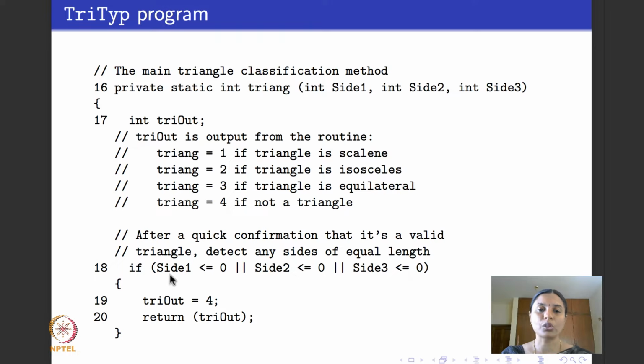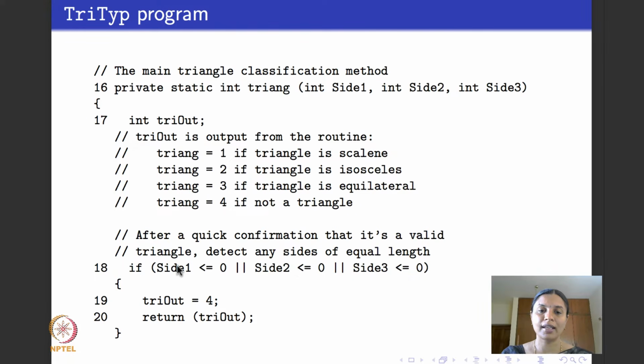What we first do here in this method is check if the triangle is valid or not. Why will it not be a valid triangle? It will not be a valid triangle if one of the sides is, let's say, of negative length. So that's what this if checks for.